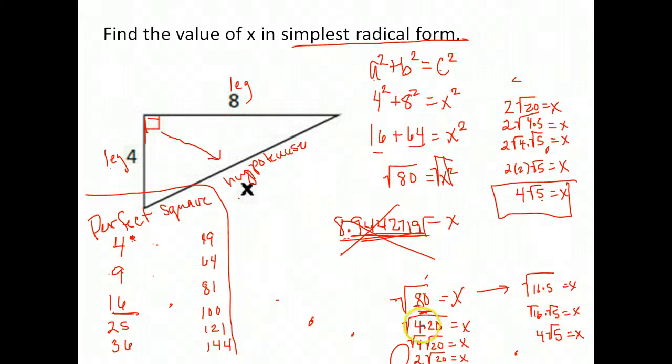But if you go small and work your way up until you have everything out that you can get out, that method works also. So when they say leave in simplest radical form, that happens anytime you can't find the square root as a whole number. You break it down as much as you can using these perfect squares.